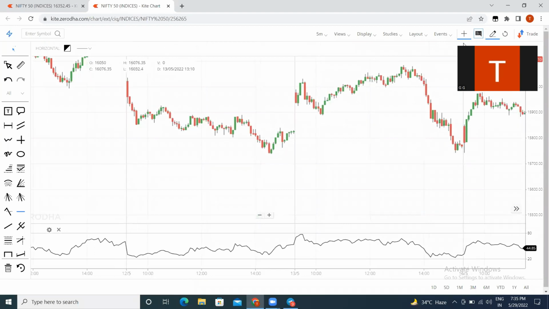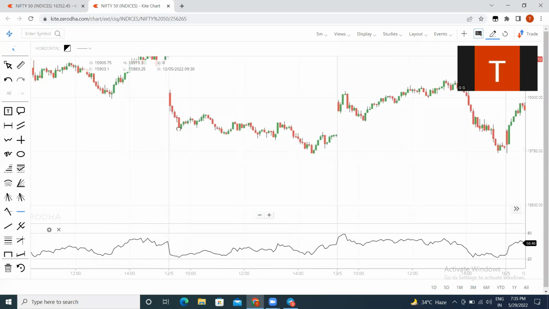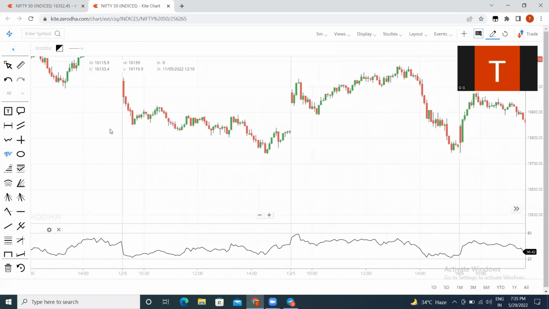Okay, RSI made a low here. Here and here, right? And then it made a new low, but RSI was making a higher low. So RSI was making a higher low. The market was actually making a lower low. So this is a clear divergence.